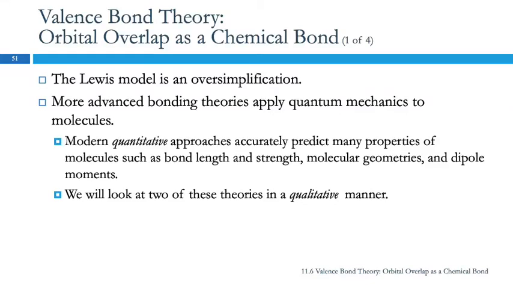Today we're going to talk about valence bond theory. Valence bond theory treats a chemical bond as being the overlap of half-filled atomic orbitals. And I think this is my favorite bonding model. It is more complex than Lewis theory, but it explains so much more. And it's still quite visual, so I think it's a lot easier to understand.